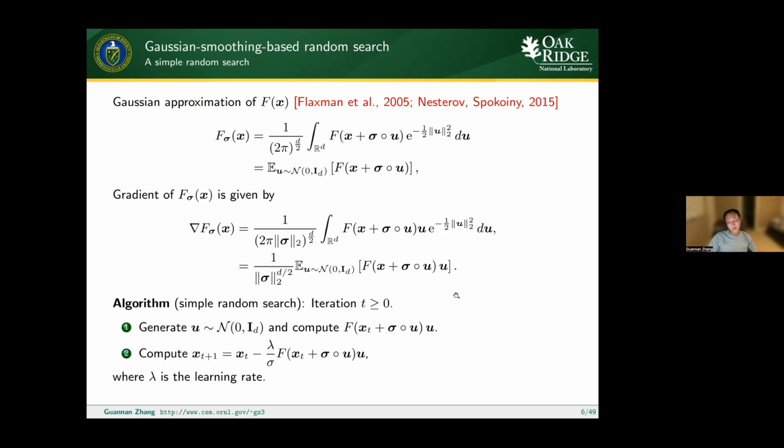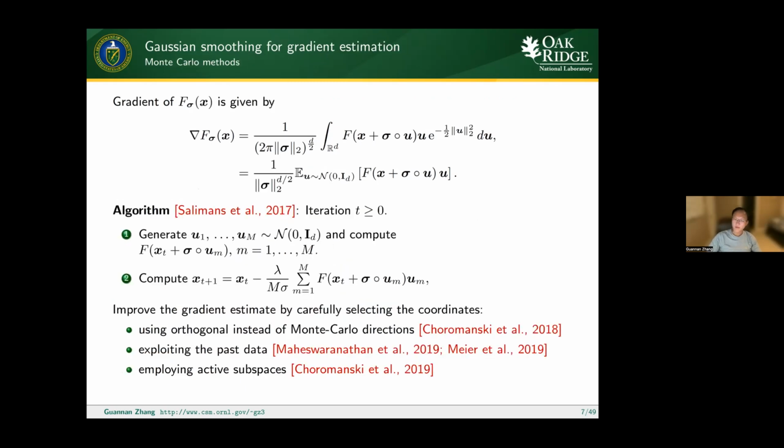With this formulation, there are multiple ways to approximate the gradient of the smoothed function. For example, you can use random sampling or Monte Carlo samples to approximate the high-dimensional expectation. The simplest way is just a random search. You pick one sample at each iteration in your gradient descent, use that sample to approximate this expectation, and then use gradient descent to update the state. If you can use one sample, then you can use multiple samples.